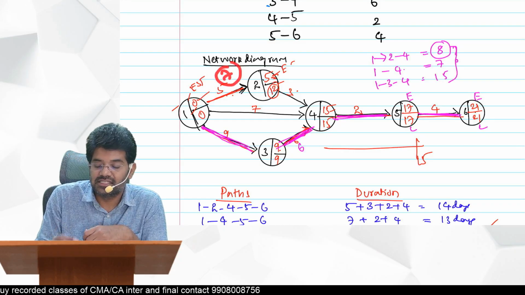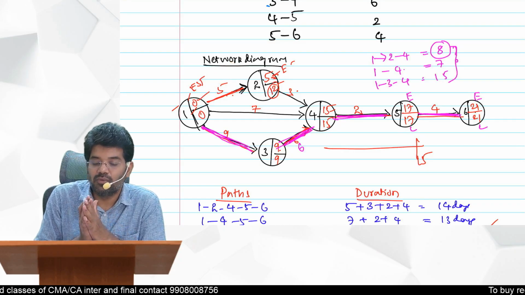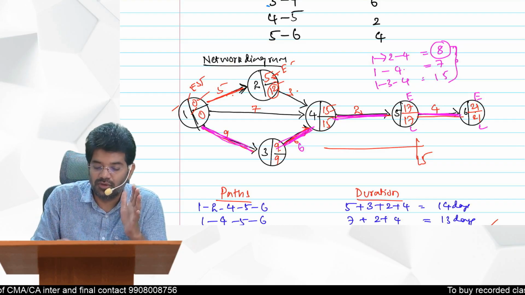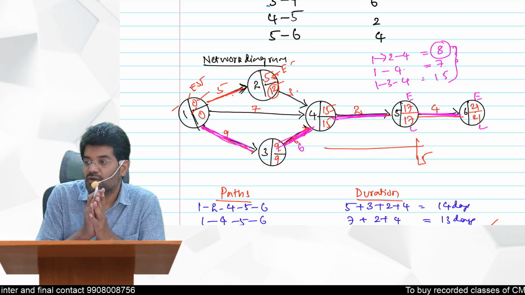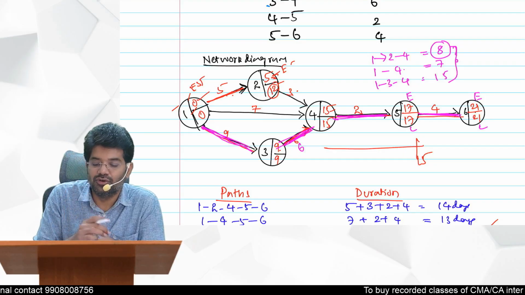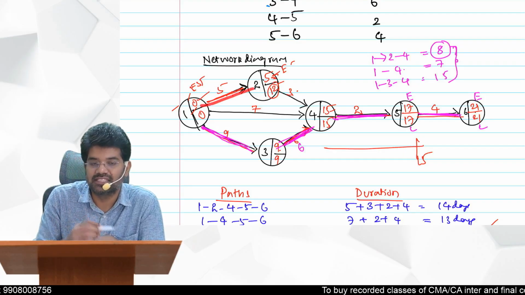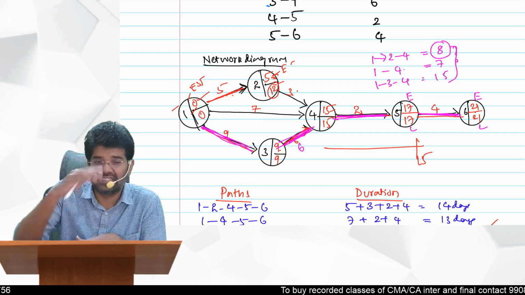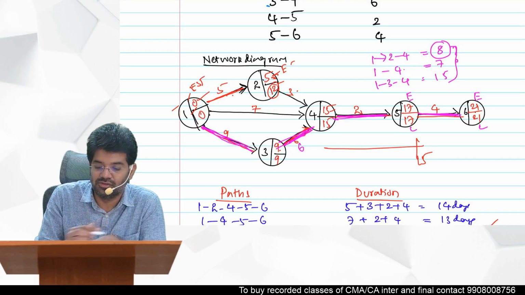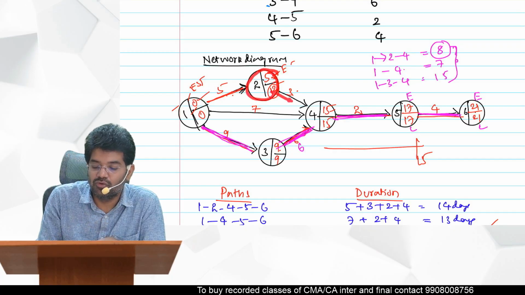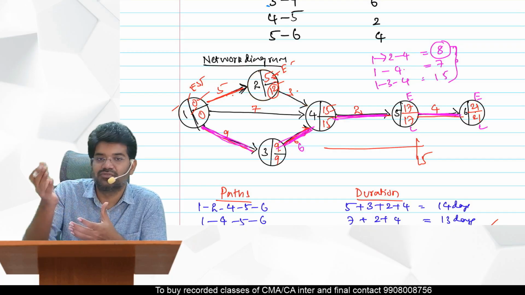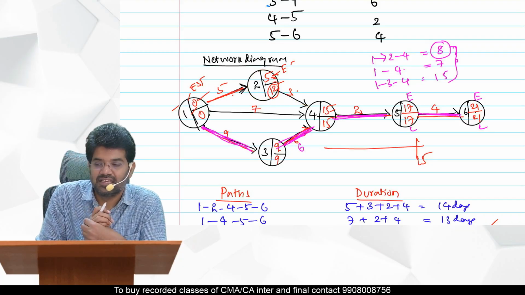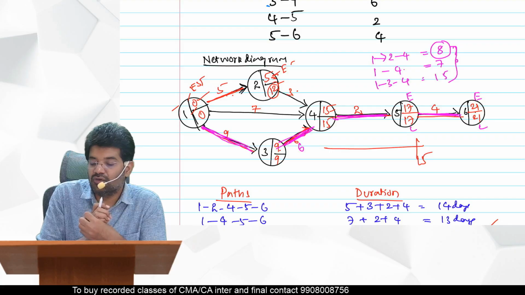So therefore 7 days cannot be utilized by 1 to 2, because out of the 7 days total float you already got, if you utilize even 1 day extra on the 1 to 2 activity, that is going to affect my 2 to 4 earliest start time, because it is 5 days only, no? Yes.